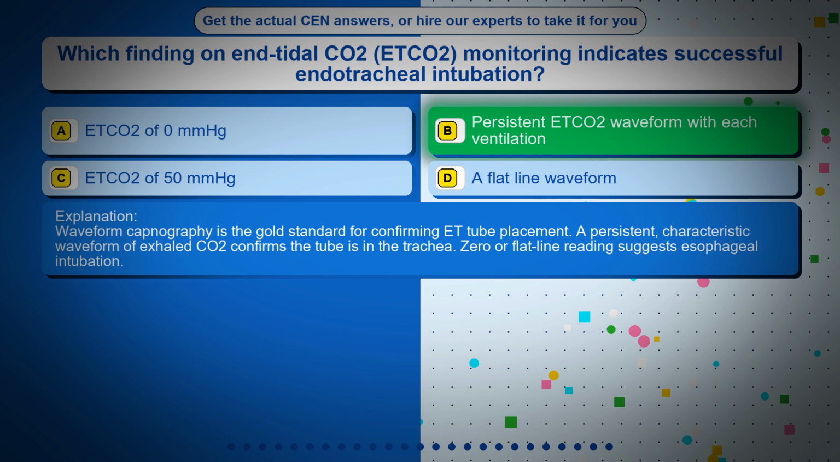Waveform capnography is the gold standard for confirming ET tube placement. A persistent, characteristic waveform of exhaled CO2 confirms the tube is in the trachea. A zero or flatline reading suggests esophageal intubation.